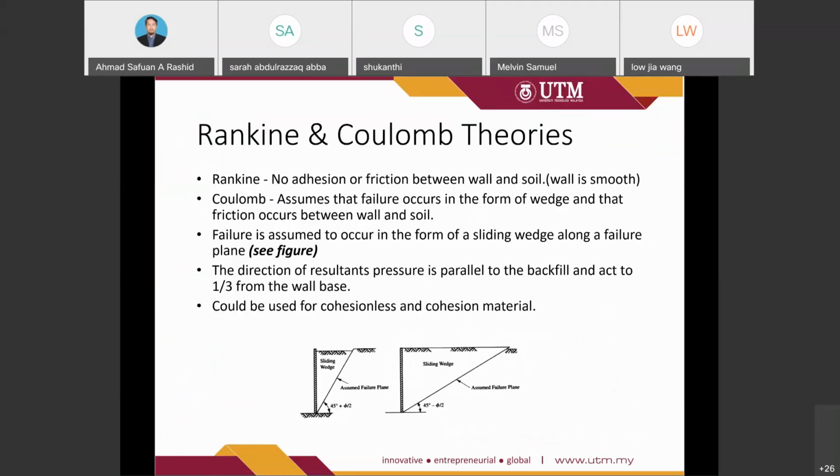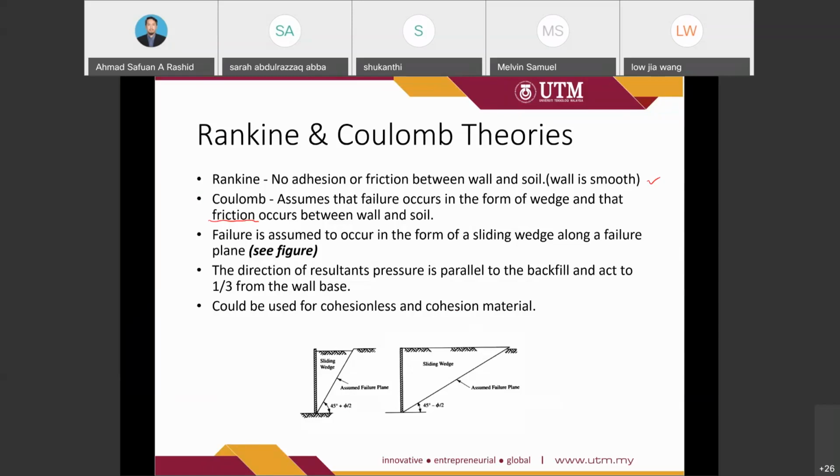Since the design is more related to active and passive, our discussion will emphasize active and passive only. In Rankine and Coulomb, they have made their own assumptions. For Rankine, they assume no additional friction between wall and soil, which means the wall is assumed to be smooth. While Coulomb assumes that the failure occurs in the front of the wedge and that friction occurs between the wall and soil.